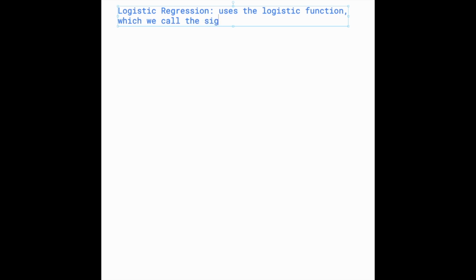A logistic regression uses a logistic function, hence the name, and we call this function the sigmoid function. Basically, what this does is it transforms its output to a probability between 0 and 1.